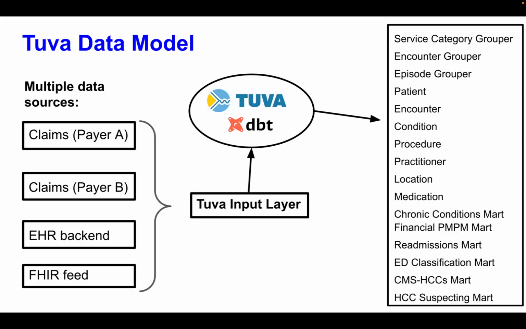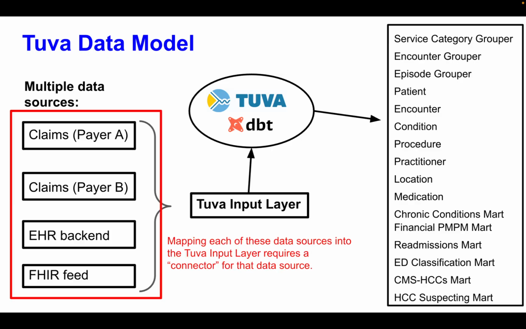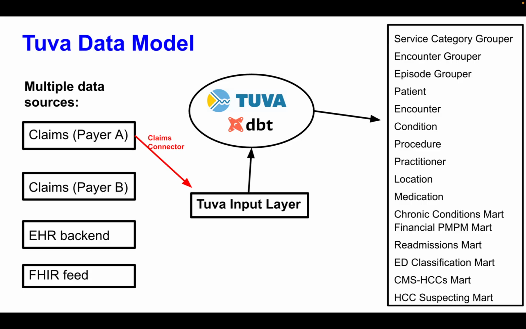If you have multiple data sources, mapping each of these data sources into the Tuva input layer requires a connector for that data source. A connector is just a data pipeline that maps that data source to the Tuva input layer. So for example, you might have a connector to map one of your claims data sources to the Tuva input layer, a different connector for a different claims data source. You might have a different connector to map the backend of your EHR system into the Tuva input layer, and you might have a different connector to map a FHIR feed to the Tuva input layer.